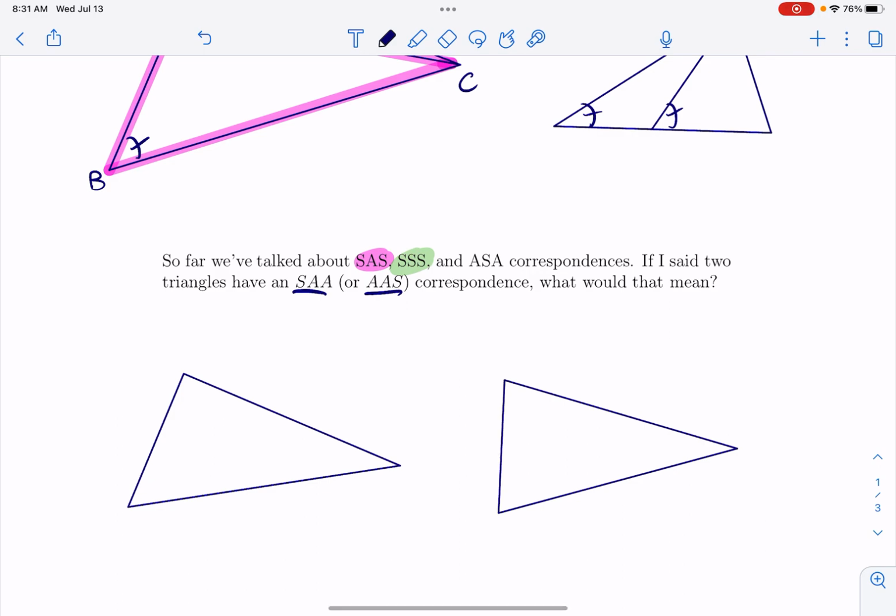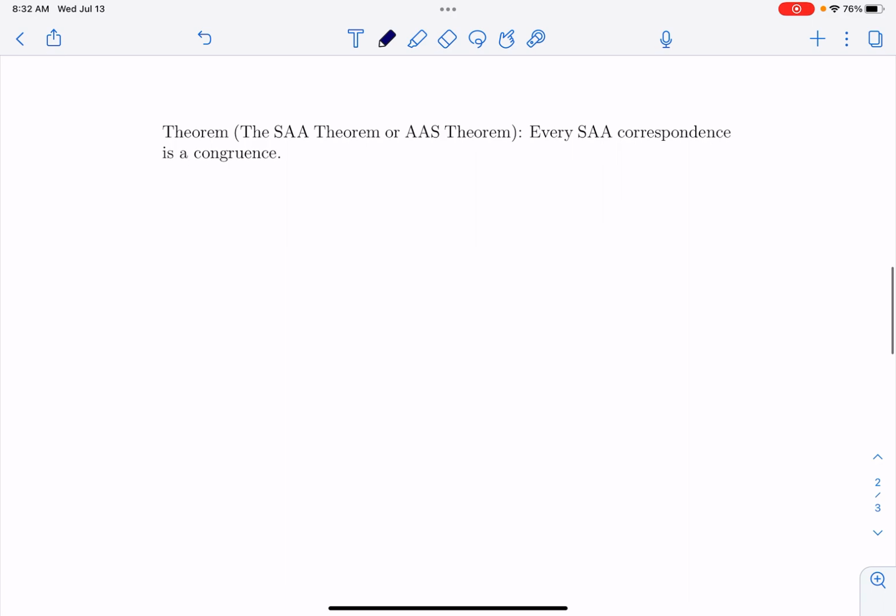A side angle angle correspondence would look like this. Side angle angle. Not the side included between those angles, but a side, then an angle, then an angle. And the same pattern over here. This is what we mean by a side angle angle correspondence. This is not the same as angle side angle, but your intuition might be that these triangles are congruent, and we're about to prove that. So this is called side angle angle or angle angle side, just the same thing in a different order. Every side angle angle correspondence is a congruence.